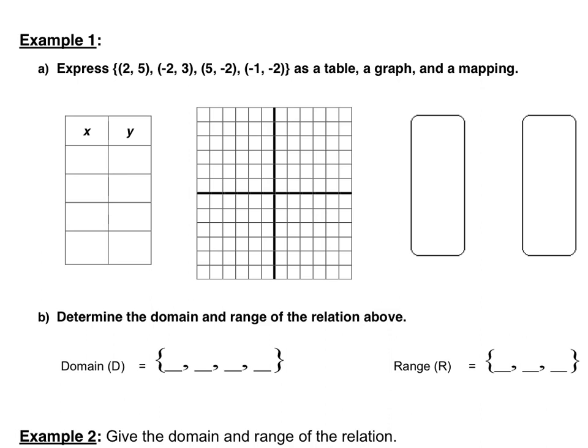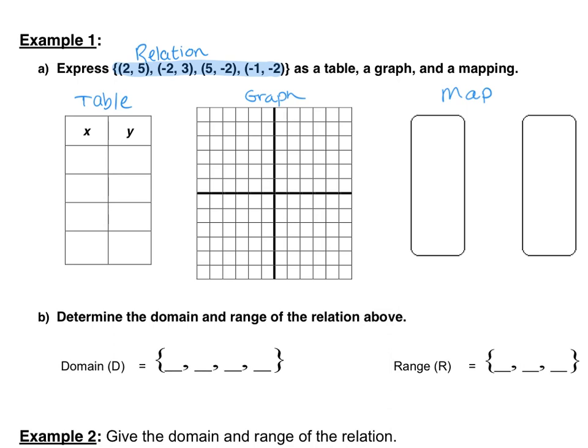Okay, here's example 1. One of the vocabulary words was a relation. A relation is a set of ordered pairs. So here is my relation, my set of ordered pairs. And I'm asking you to create a table, like an x-y table, a graph, and a map of these ordered pairs. So I'll show you what those look like.